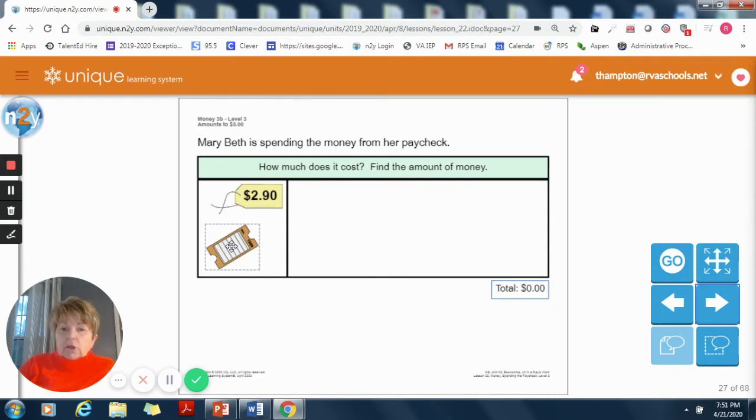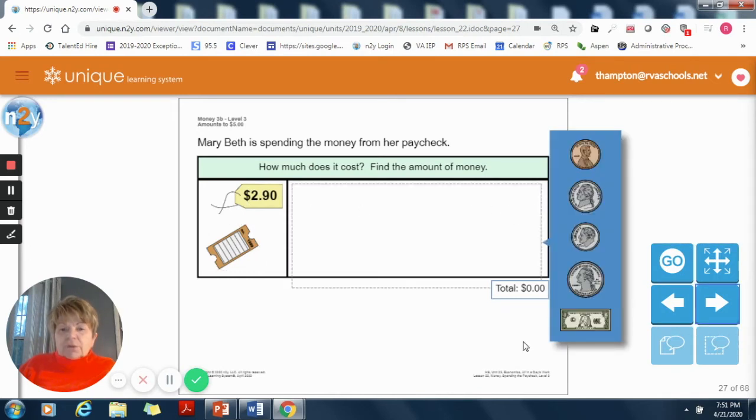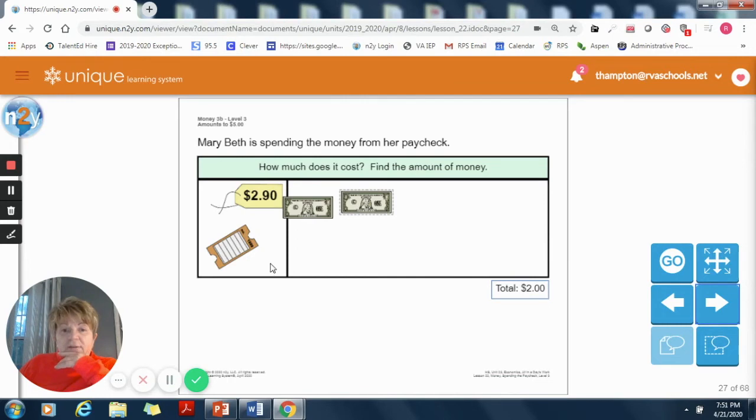But for today in our story, $2.90. So right off the bat, right at the beginning, we know we're going to need how much money? We're going to need $2. So how many dollar bills will that be? How many dollar bills? 2 dollar bills. 1, 2. See, now we have $2, but we've got to get to 90 cents.